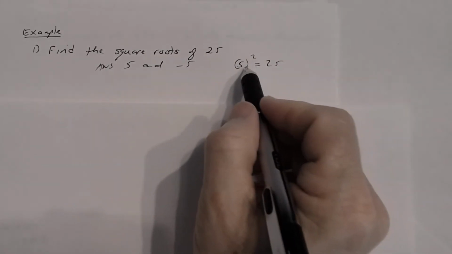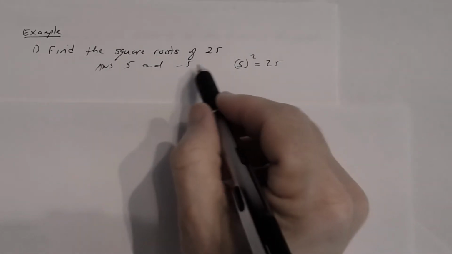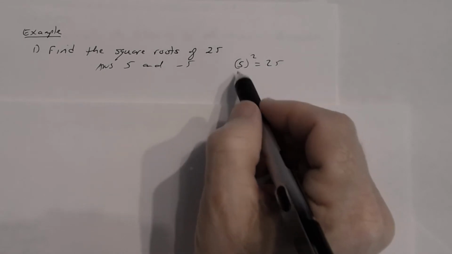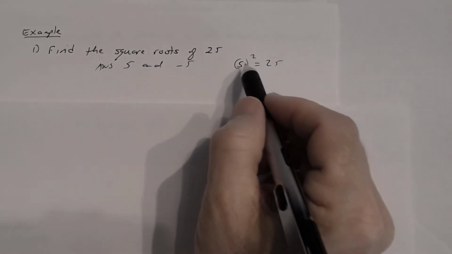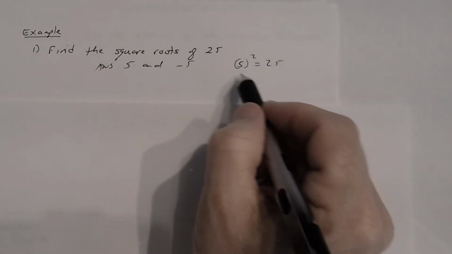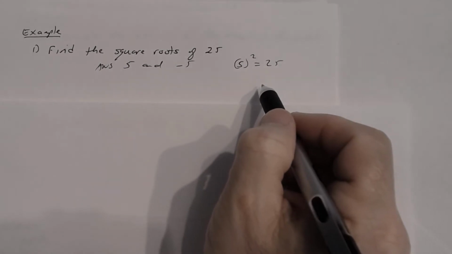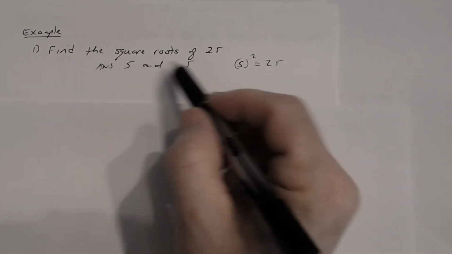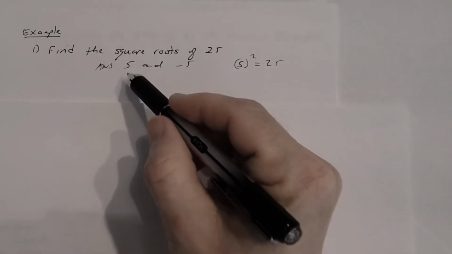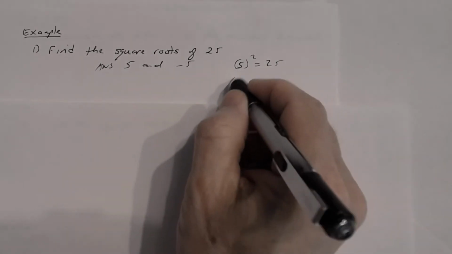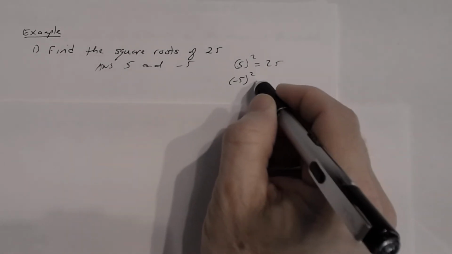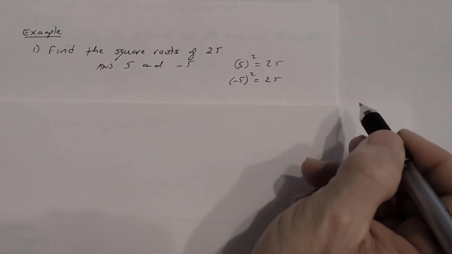You're going to say 5 because 5 squared equals 25. Remember, the square root is the reverse operation of squaring. So if I take the square root of 25, I'm going to get 5 back. The square root of 25 is 5 because 5 times itself is 25, and it's also negative 5 because negative 5 times itself is 25 as well.